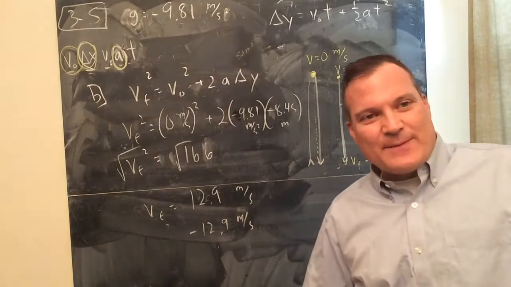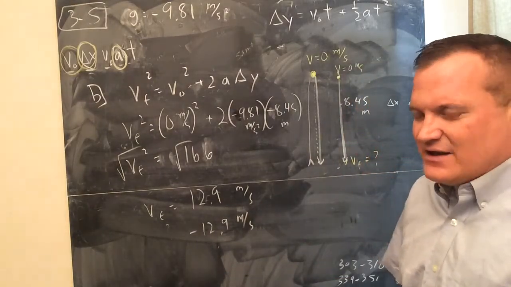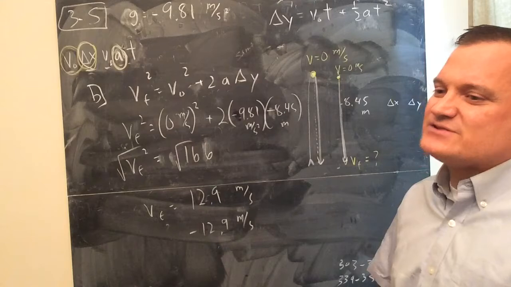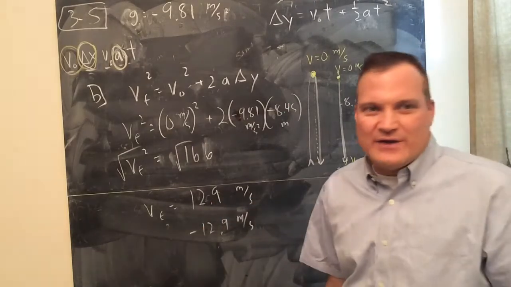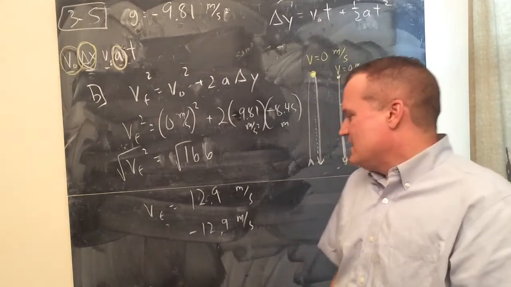But that depends on how the problem was. I wouldn't care about that. So on this problem, on a quiz or homework or whatever, negative 12.9 or 12.9 would both be okay. It wouldn't matter on this one.